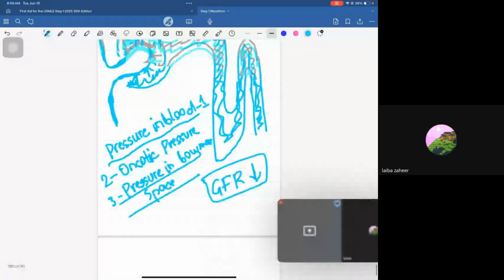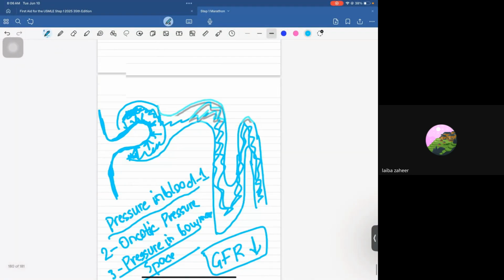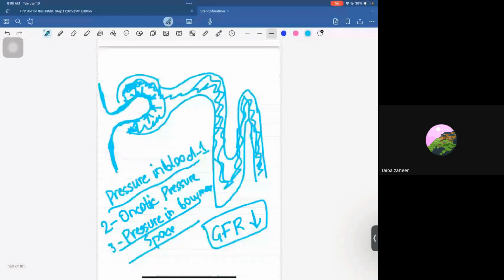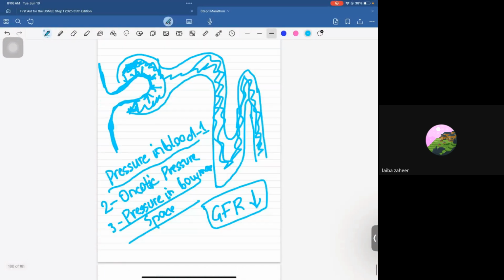Now, let's go over it once again. So whenever we are looking at the glomerular filtration rate, there are three things that are gonna act in favor or against. So two things are gonna act.